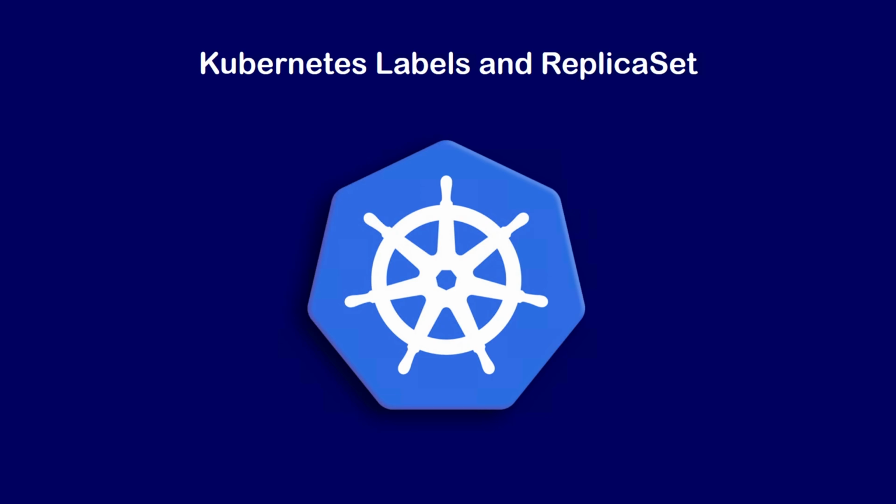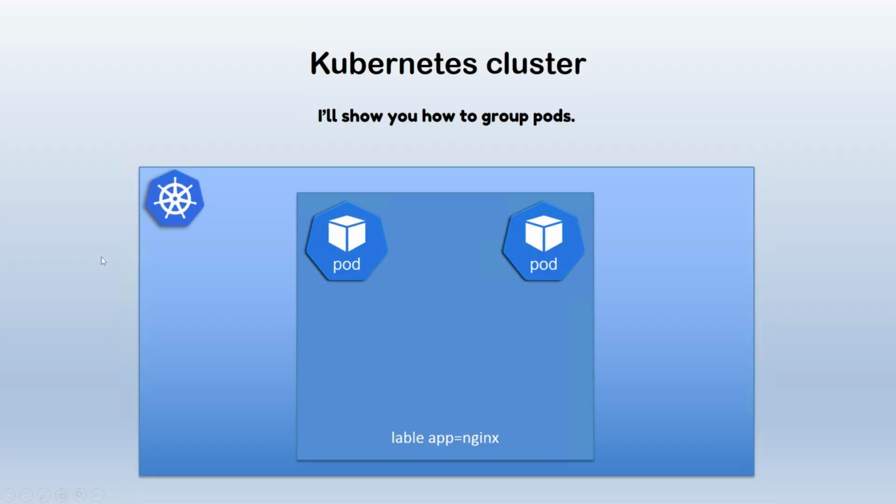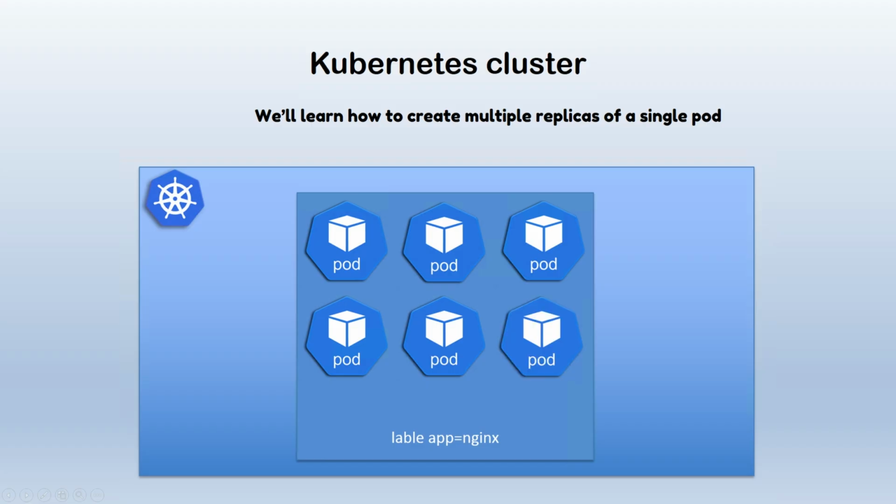Hello everyone, today we'll explore the main Kubernetes objects related to pod creation and interaction. The topic of today's lesson is labels and replica sets. We will learn how to group pods. We will also learn how to automatically create multiple replicas of single pods using some Kubernetes objects. At the end of the lesson, we will practice a little with them.